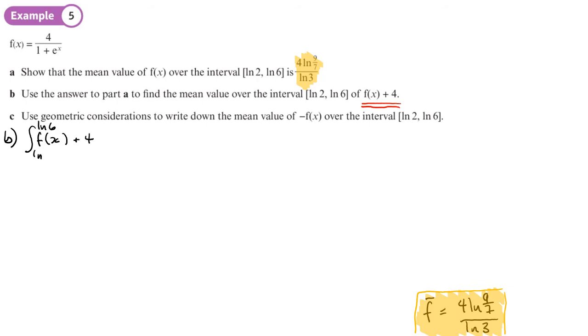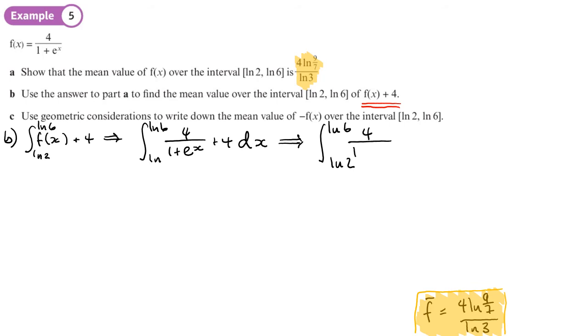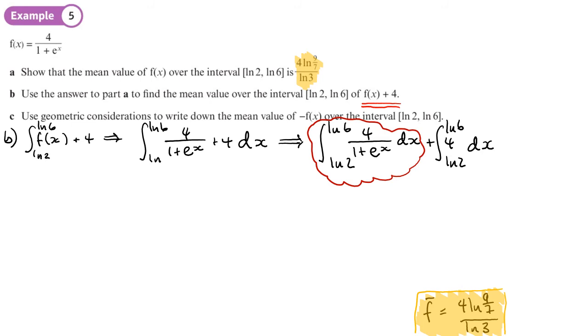Right, so if we're going to be integrating f of x plus 4 over the same interval of log 6 to log 2, that's going to be the same as doing log 6 to log 2 of, what was the original function, 4 over 1 plus e to the x plus 4. And actually, rather than put that all as one function and then having to integrate it all from scratch, let's use our answer for this part and say, right, let's add the integral of 4 from log 6 to log 2. That's going to be much easier because we already have an answer for this part, don't we? Yeah, we already know that that is 4 log 9 over 7 over log 3. So all we need to do is to work out this part, and that should be fairly easy to do.